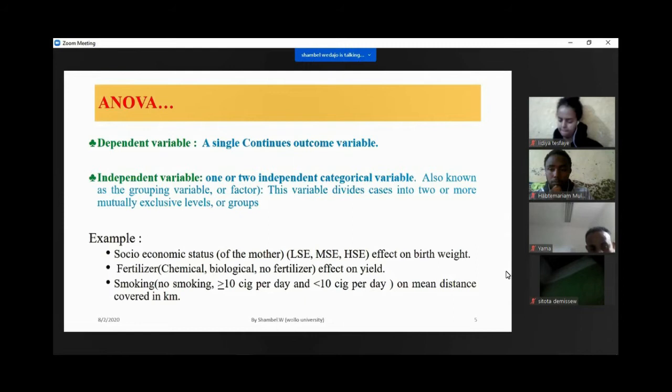Yes, it is a single one. It's not 2 dependent variables. It's not 3 dependent variables. It is 1 dependent variable, which is a single continuous outcome variable. You may have birth weight, yes. We may have height of individuals, yes. We may have hemoglobin.